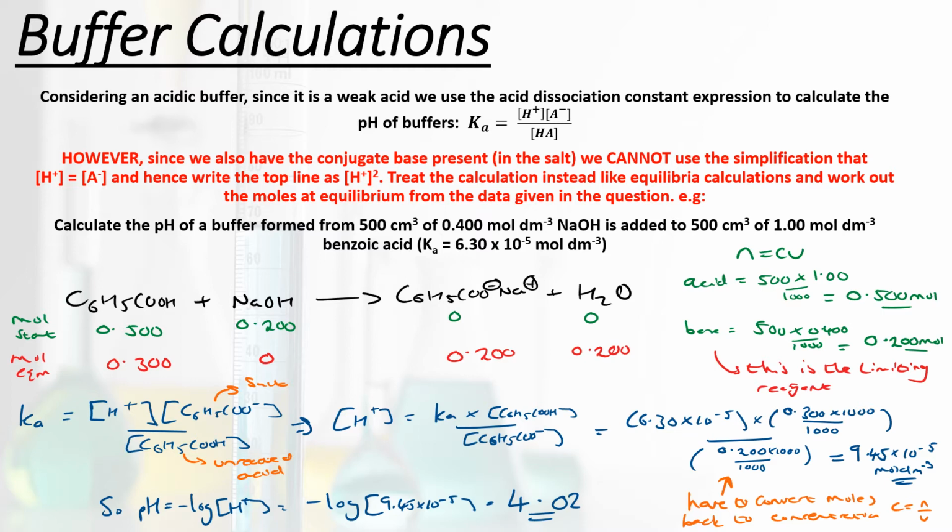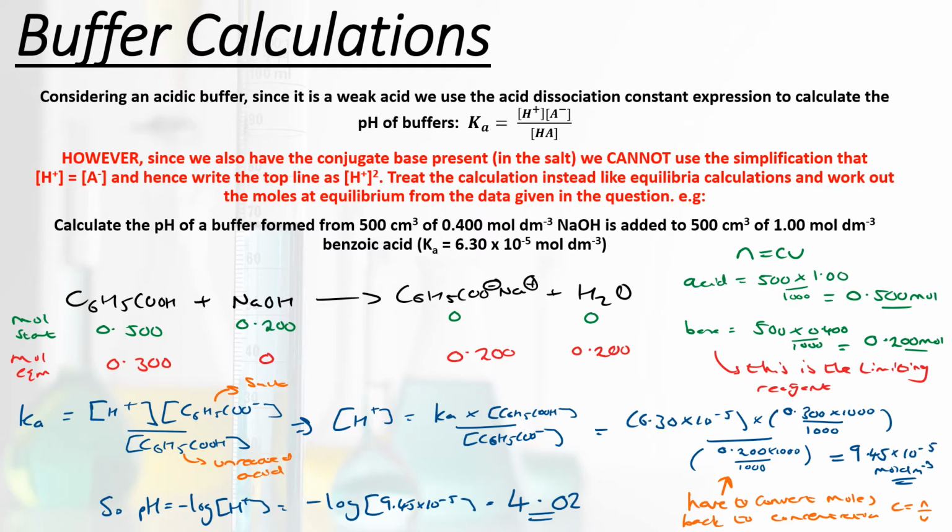So we rearrange our expression for H plus, we times our Ka expression by concentration of unreacted acid, divide by the concentration of the salt, and we get that our H plus concentration is equal to Ka times the concentration of the unreacted acid divided by the concentration of the salt. Now the really key thing here to do is to always remember that these are concentrations, not mole values. We've been dealing with mole values when we've worked out our equilibrium values, and so we have to convert our moles back into concentrations.